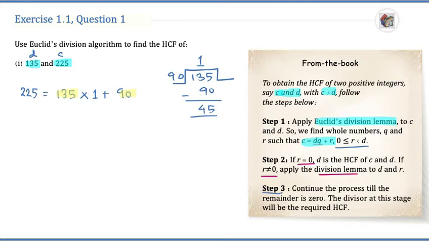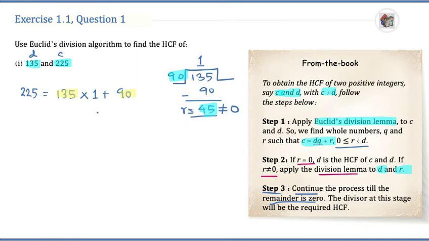I see that in step 3 it says continue the process, just keep going and going till your remainder becomes 0. So even now my remainder, which is 45, is not 0. That means I have to go on one more time. And what do I know about that yet again? I have to apply the division lemma again to D and R, to my divisor and the remainder. So one more time, I'll do it on 90 and 45.